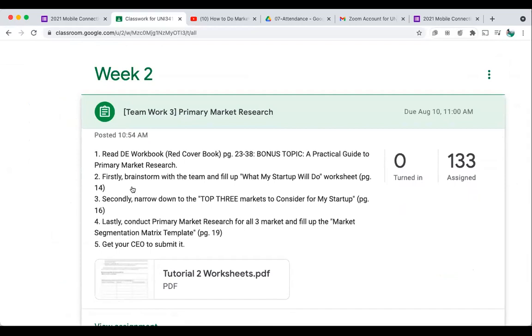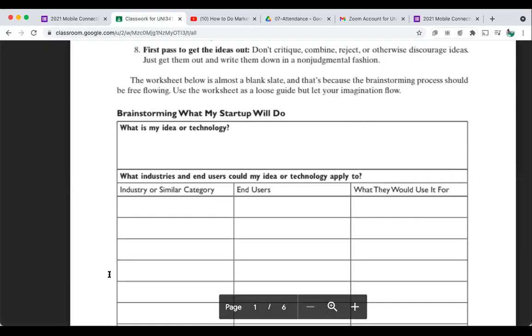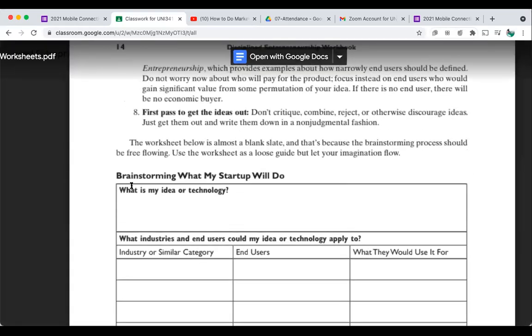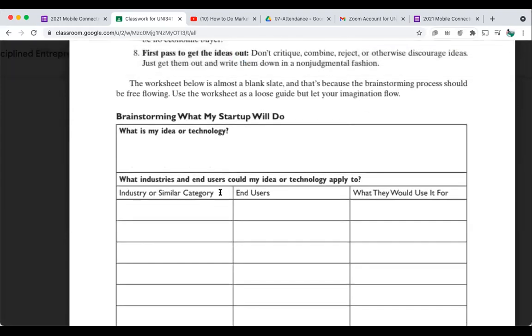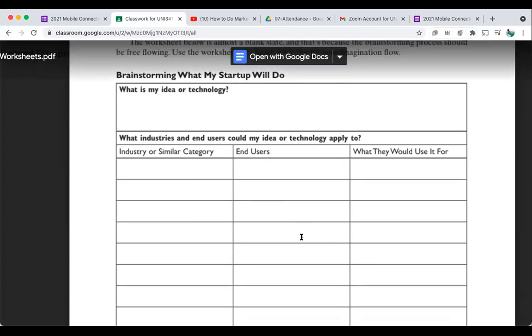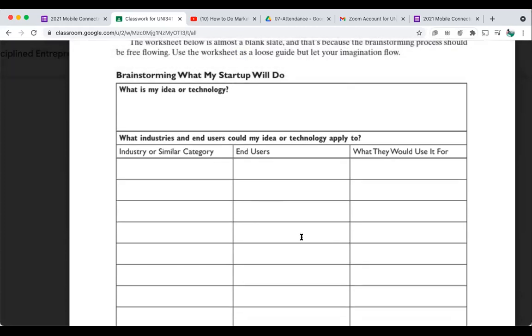Firstly, brainstorm with your team. Fill up what my startup will do in the worksheet attached. So this is the worksheet. Download the worksheet. The first page is to brainstorm what your startup will do. What is your idea? What's your technology, or what product are you trying to sell? And list down the potential customer group that you think you can sell your product to. Very simple, just list down in a very simple manner. Use this worksheet, and you can download it in PDF and just fill it up using PDF.